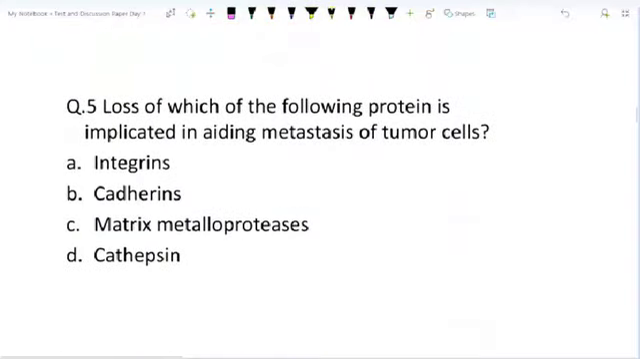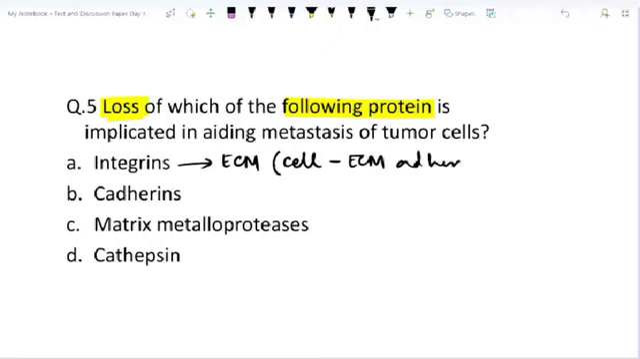So I hope it's a direct question. I hope it's clear. Now, loss of which of the following proteins is implicated in aiding the metastasis of tumor cells? Please remember the key word here is loss of which protein. So we know that integrin is a part of the extracellular matrix, and it helps in cell to ECM adhesion, extracellular matrix adhesions.